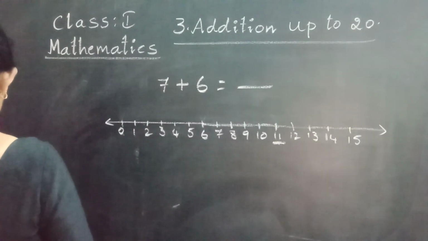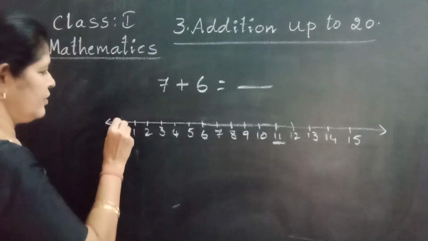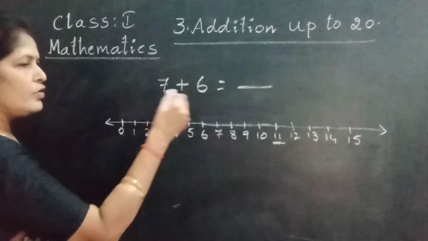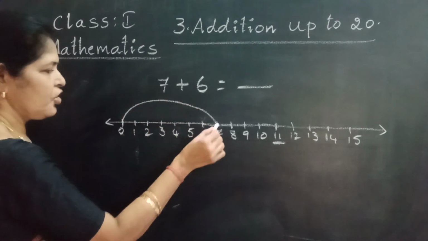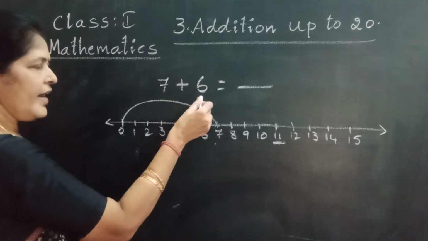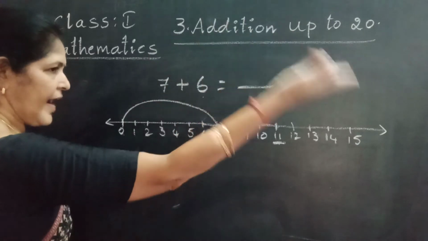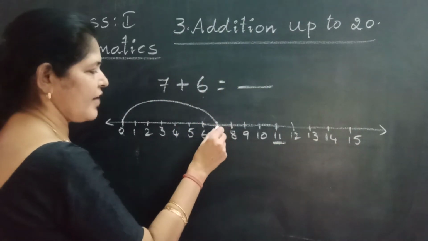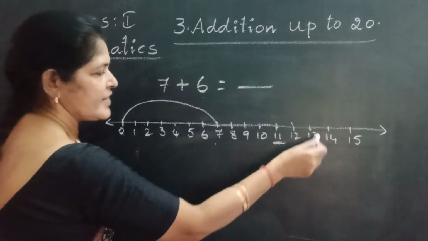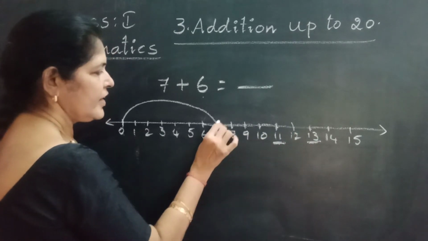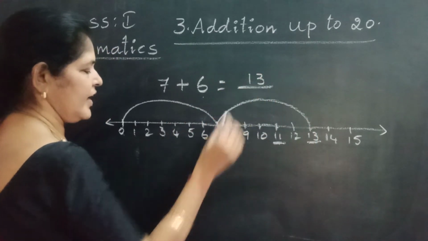7. What is the first number? Begin from 0 and move 7 places. That means reach 7 like this. This shows number 7. Again, go to the right side 6 numbers after 7: 1, 2, 3, 4, 5, 6. We reach 13. 13 is the answer. 7 plus 6 equal to 13.